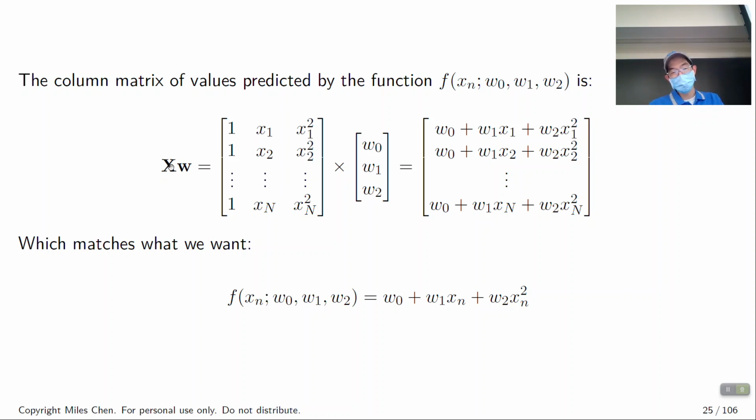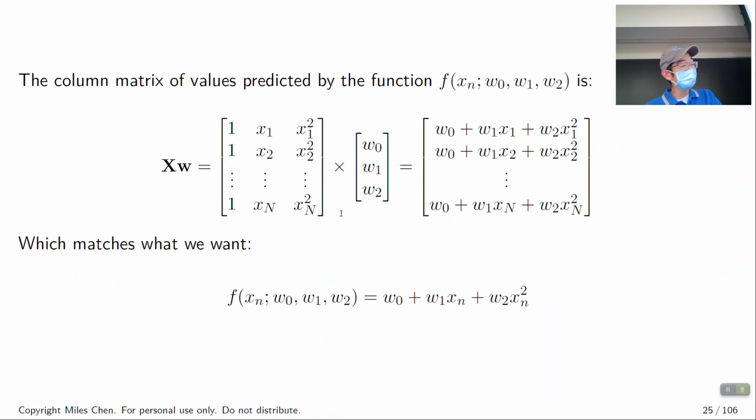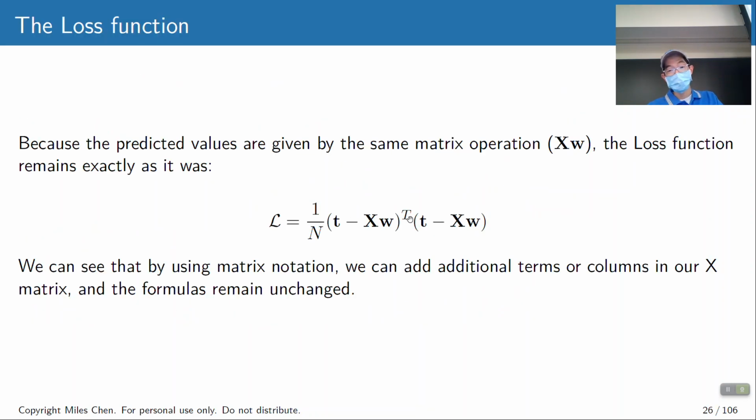And so our predicted values are X times W, and our loss function is still exactly the same. The actual target value minus XW, and we're going to square that. So T minus XW transpose times T minus XW, and if I multiply that by the constant 1 over n, that will give me the mean squared error. And so even though I added terms to my X matrix and to my W vector, the notation and the formula here in matrix notation is exactly identical to what it used to be.